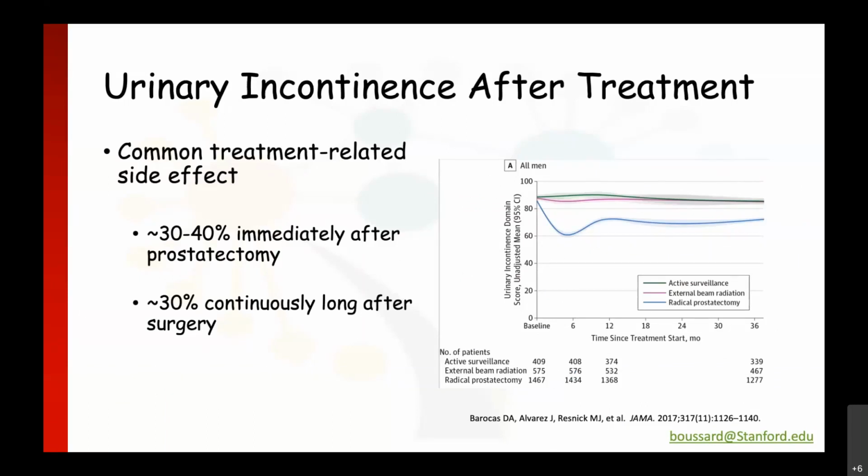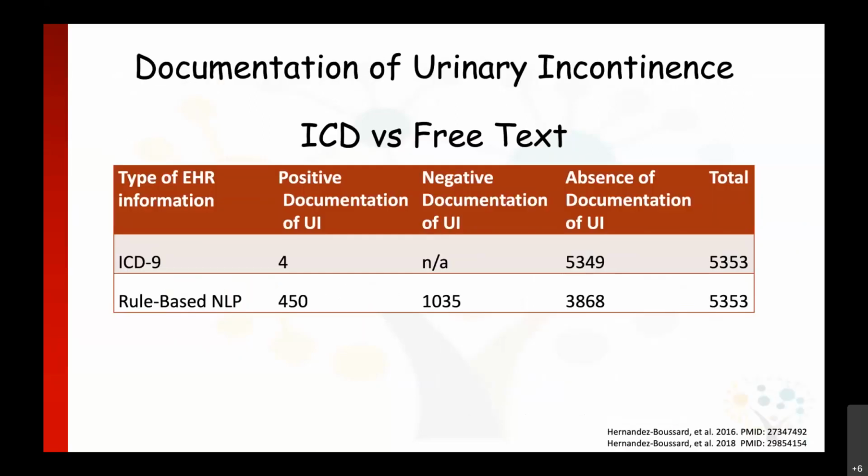And here we see that after surgery, patients generally report urinary incontinence at about 30 to 40% immediately following surgery, and then it falls to about 30% for the remainder of the 36 months after surgery. So this is a very common and important side effect that affects quality of life. So we first set out to identify where and how the UI information is recorded in the patient's healthcare record.